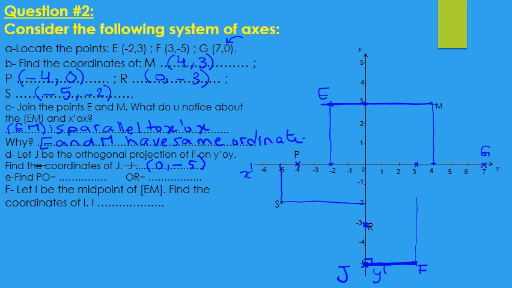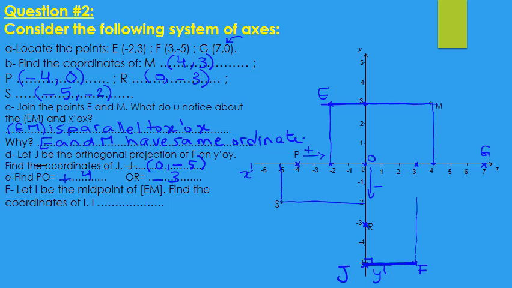Now let's find PO, the algebraic measure PO. This is O, the origin of the axes. Because we are going from the negative side towards the positive side, the sign of the algebraic measure PO will be positive, and we count 1, 2, 3, 4, so it is +4. Now OR, this is R. We are going from O towards R, so we are going towards the negative, so the sign will be negative, and we count -1, -2, -3, so it is -3.